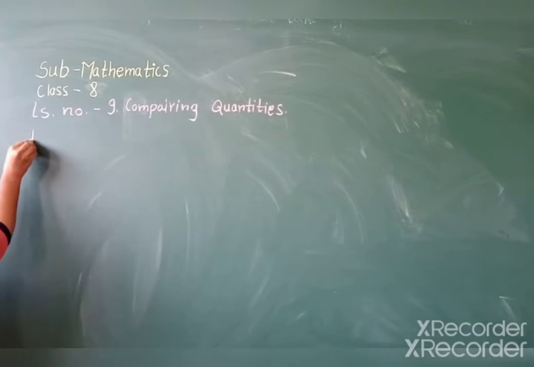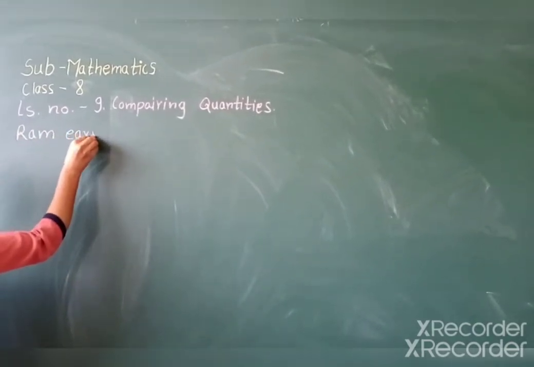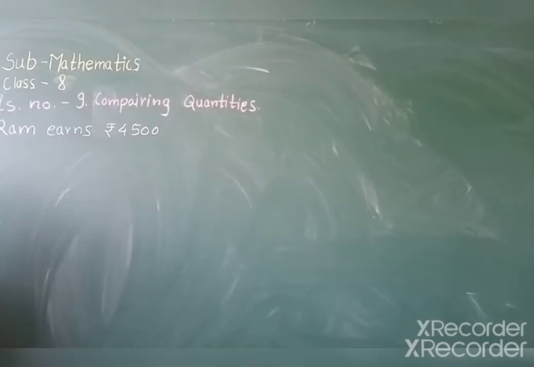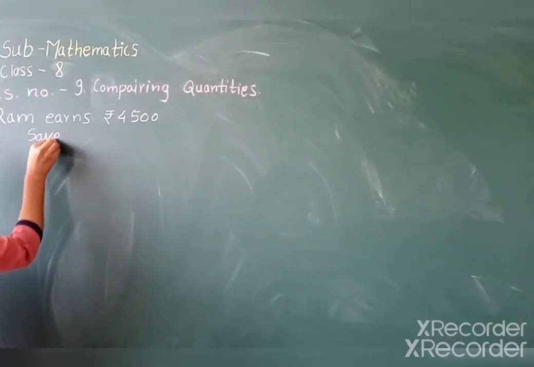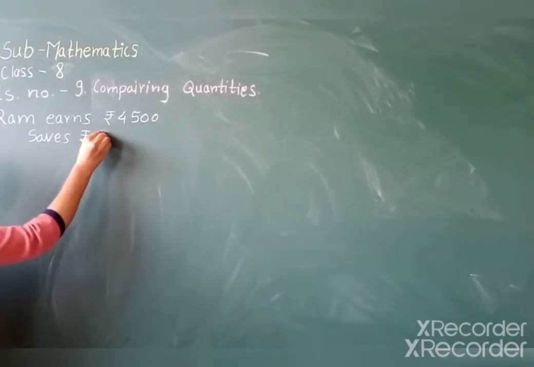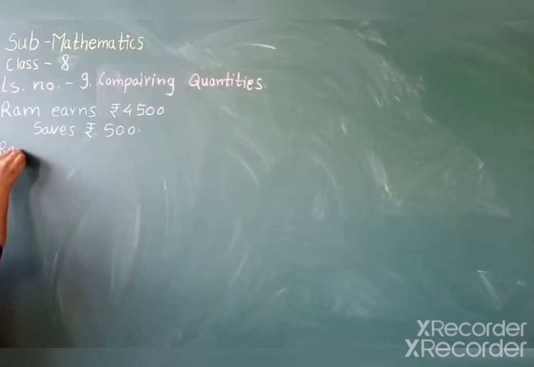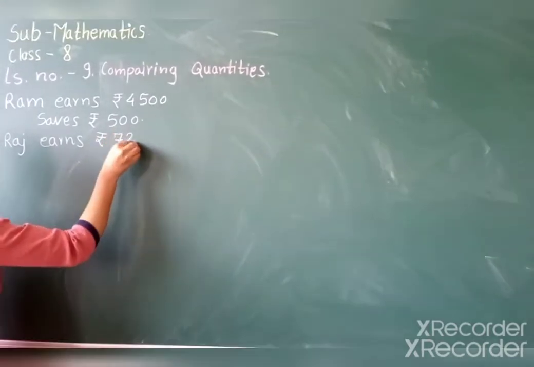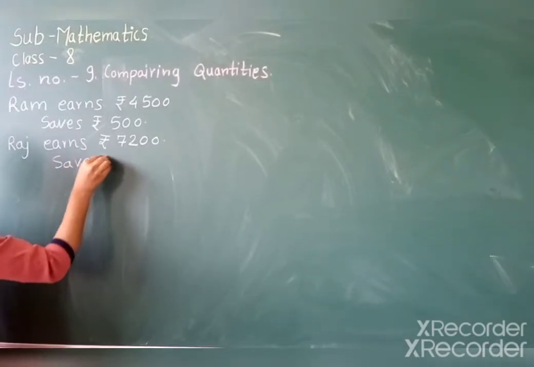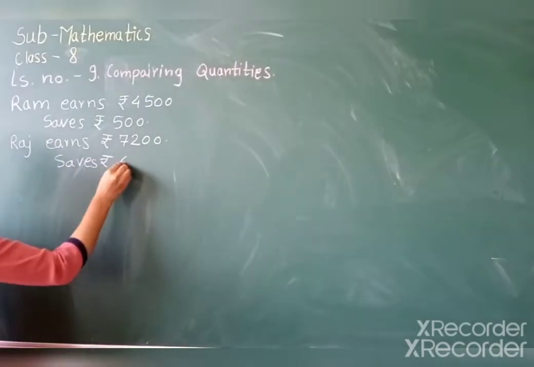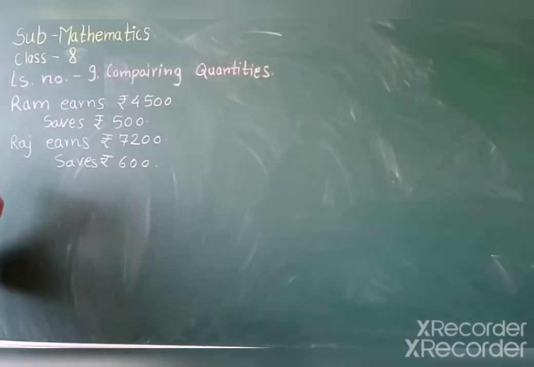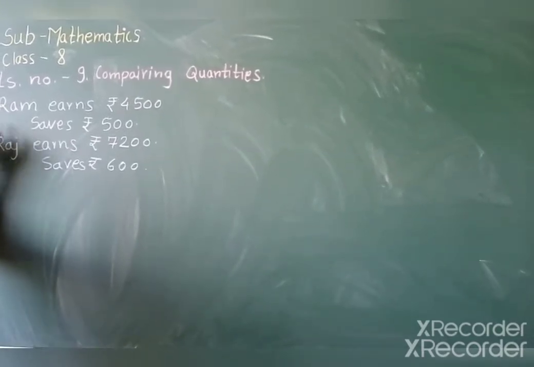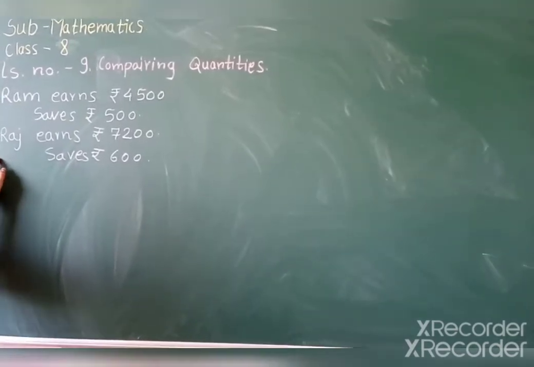For example, Ram earns rupees 4,500 and he saves rupees 500, and then Raj earns rupees 7,200 and he saves rupees 600. So in this example, who is saving more relatively? For that we have to compare both the quantities. It means we have to find out the ratio.